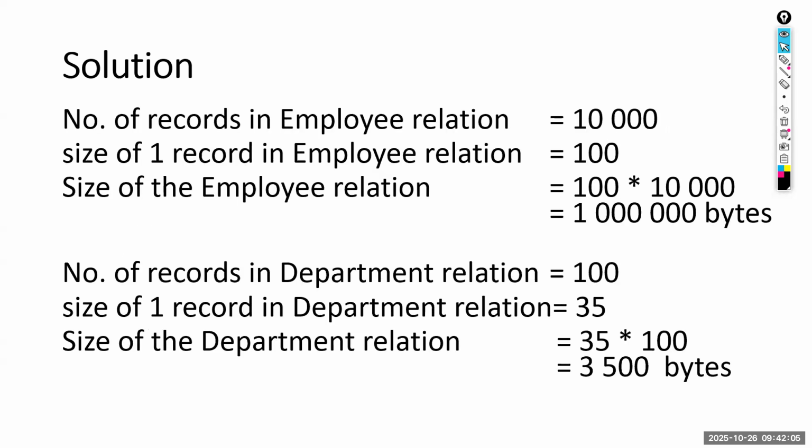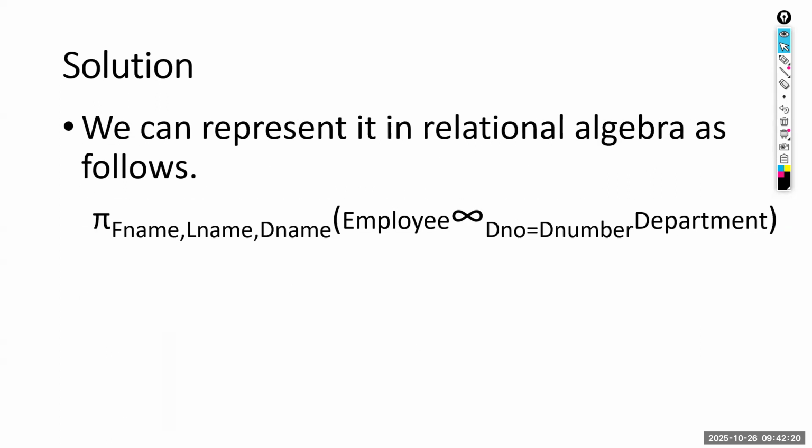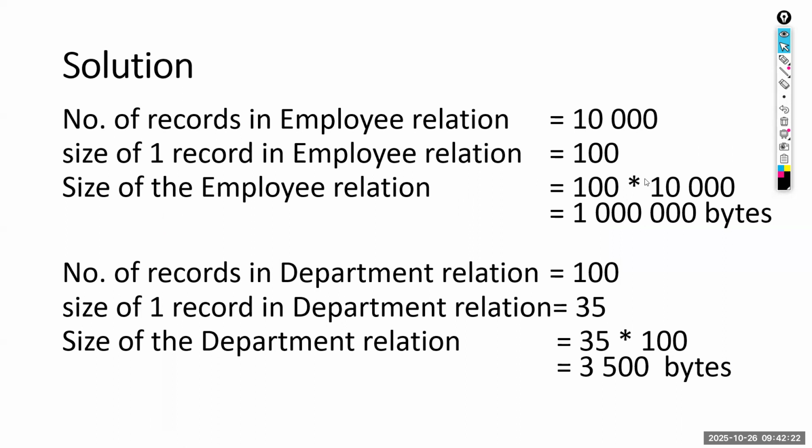Right. So this is our first solution or the basis for solution. So remember, our site one, node one, has 10,000 records, 100 byte each. So what is the total number of bytes? 10,000 into 100 byte. One record is 100 byte, and we have 10,000 records. So that is a total of 1 million byte.